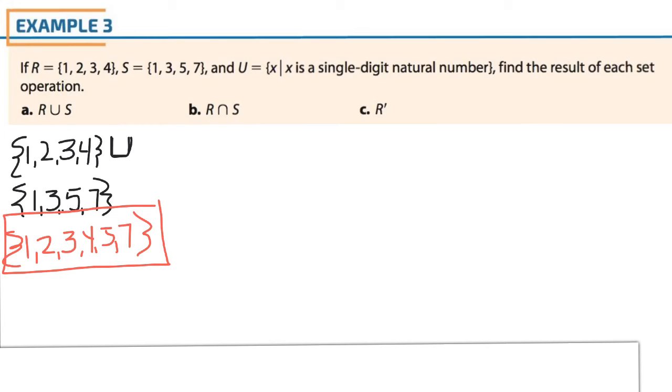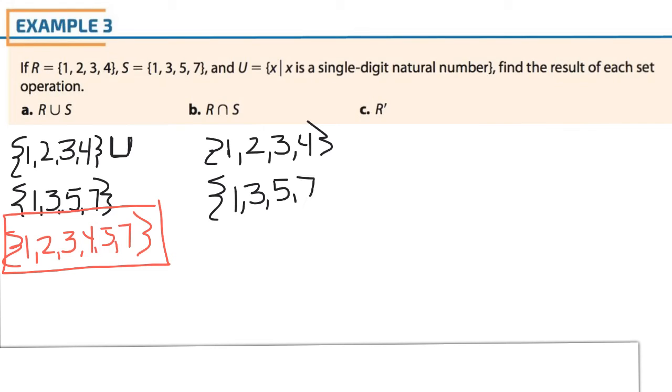Now if I wanted to do the intersection of R and S, so R is 1, 2, 3, and 4, and S is 1, 3, 5, and 7. Now we want to do the intersection, so it's what's in common. So let's look. I've got ones that are in common, and I have threes that are in common. So my intersection here is 1 and 3. That's my intersection of R and S.